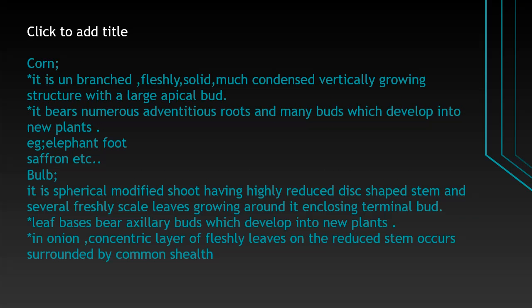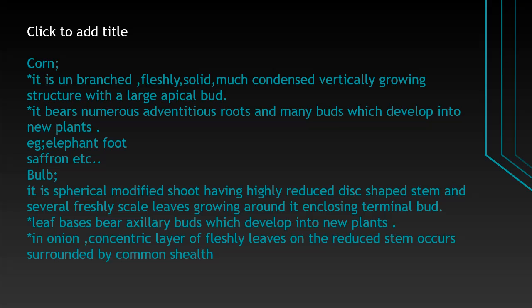So the next one is corm. It is an unbranched, fleshy, solid, much condensed, vertically growing structure. Here it is growing vertically, whereas there we saw it was growing horizontally. So it was a vertically growing structure with a large apical bud. There are so many apical buds here. It bears numerous adventitious roots and many buds which develop into new plants. We know that buds will develop into a new plant, and here there are so many roots and buds also. Examples for this are elephant foot yam and saffron, etc.